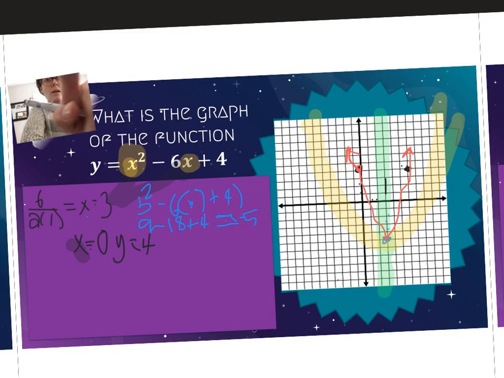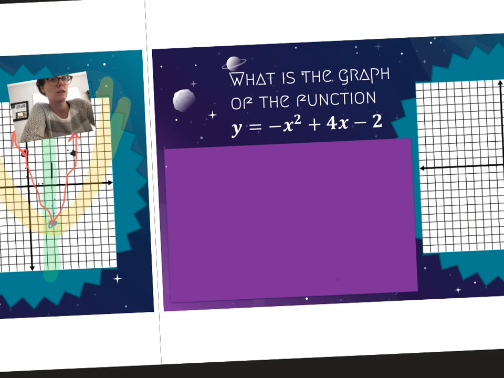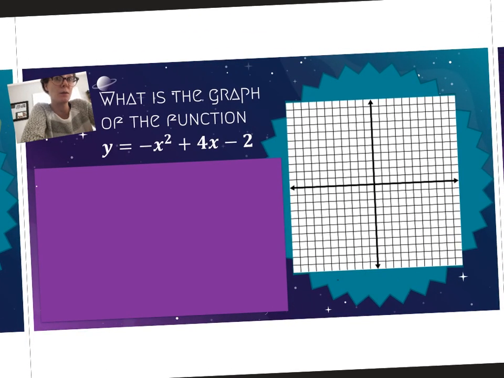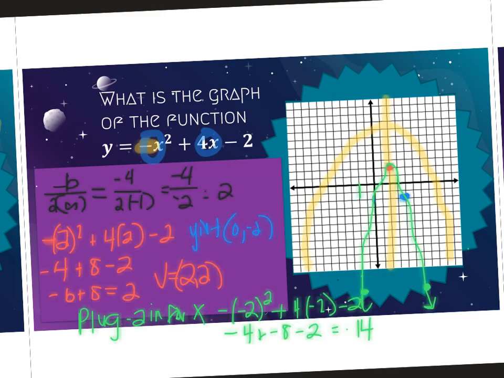So now what we're going to do is you're going to try it, and you're going to do the same thing, but you have a negative. So what we know about that negative is that it's going to be a frowny face. So go ahead and pause it, come back and check your work.